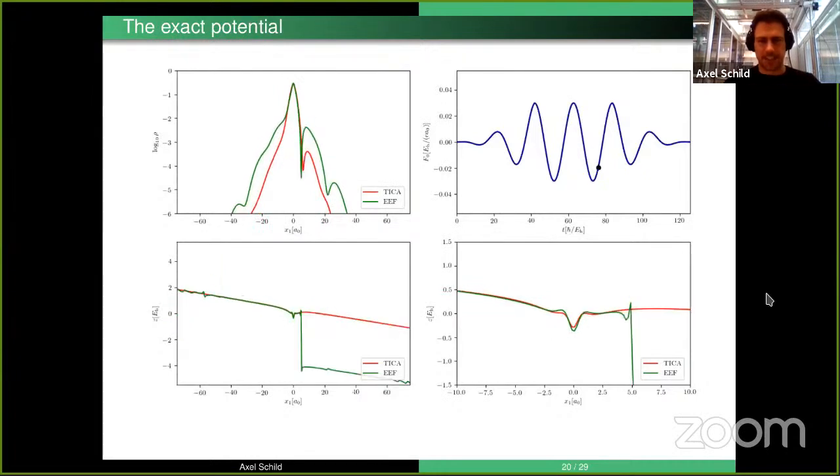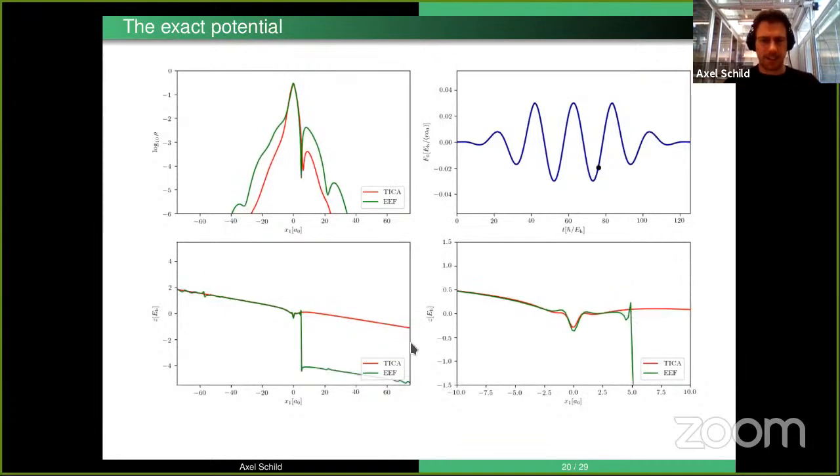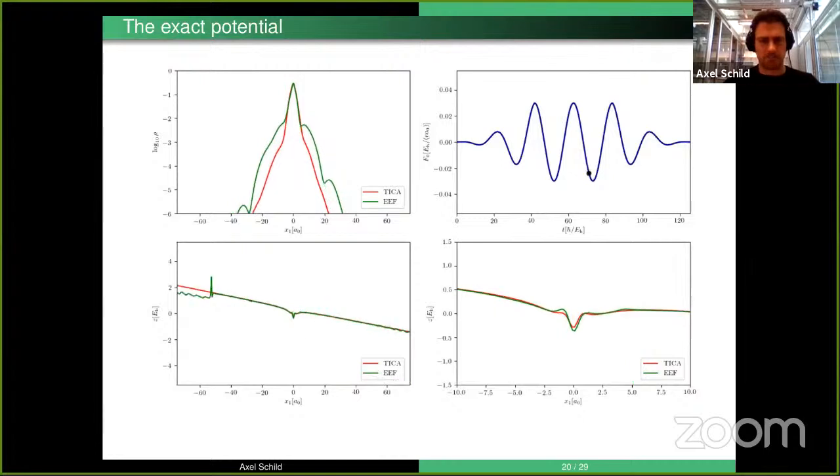So you're seeing these kinds of spikes appearing here. And then you're also seeing these kinds of drastic steps appearing. Yeah? So it's really not such a beautiful potential. And what you're also noticing is that there's some kind of time dependence going on here in this region.